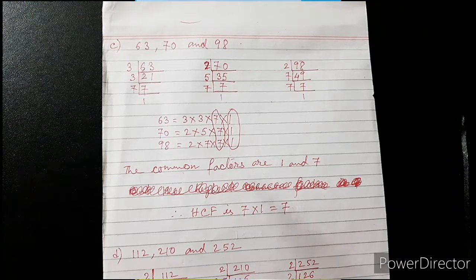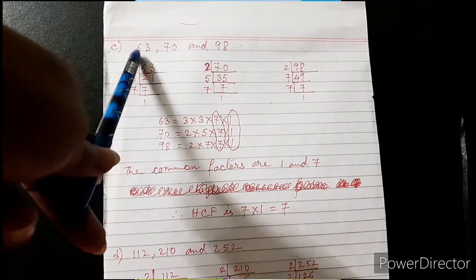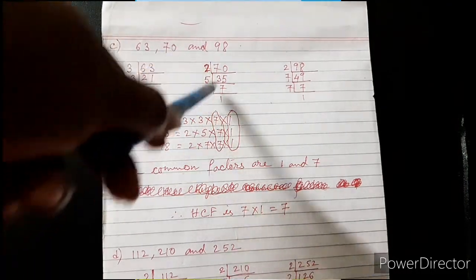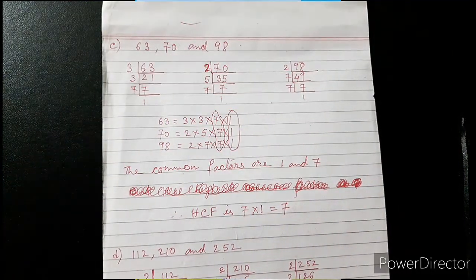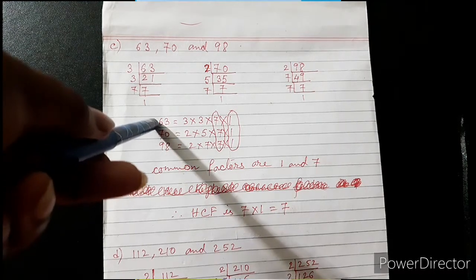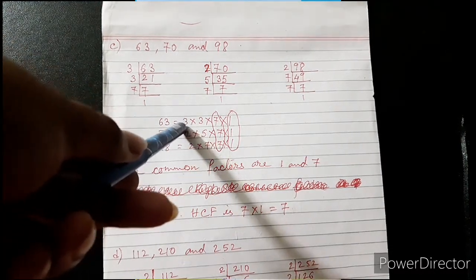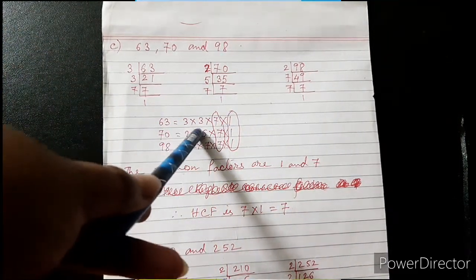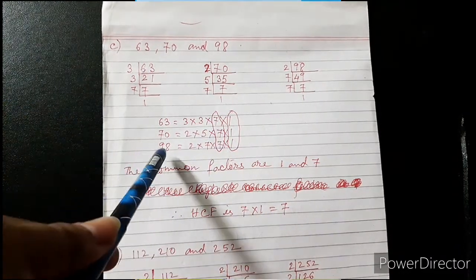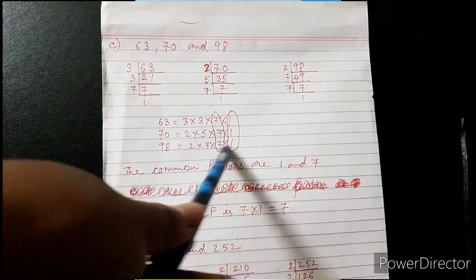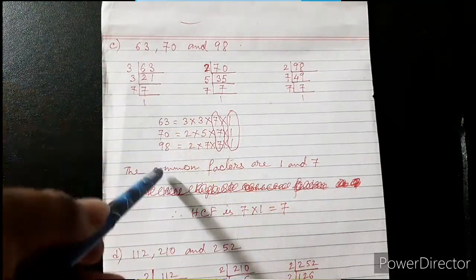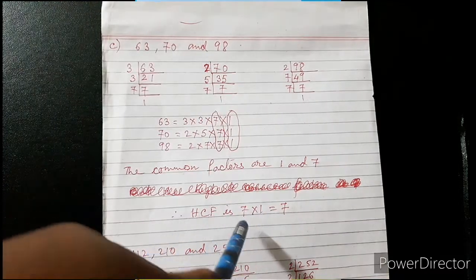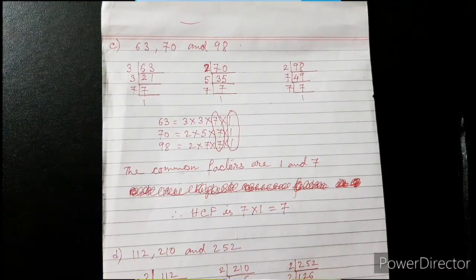Next sum, 6C. Find the HCF of 63, 70 and 98. First we perform the prime factor method to find the factors. The factors of 63 are 3 into 3 into 7 into 1. Factors of 70 are 2 into 5 into 7 into 1, and factors of 98 are 2 into 7 into 7 into 1. Now the common factors between these three numbers are 7 and 1. So the HCF is 7 into 1 equal to 7.